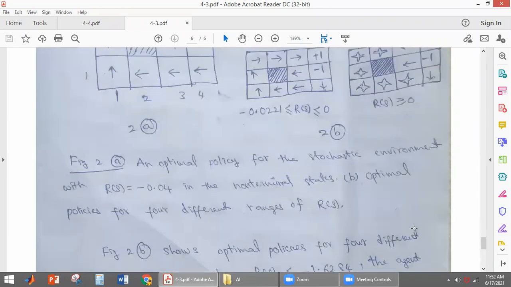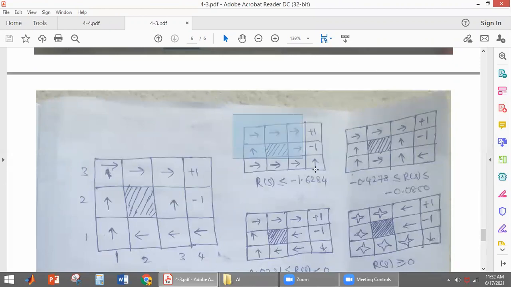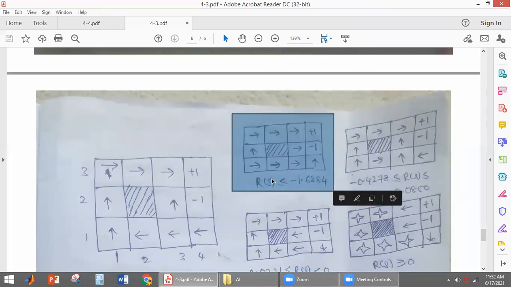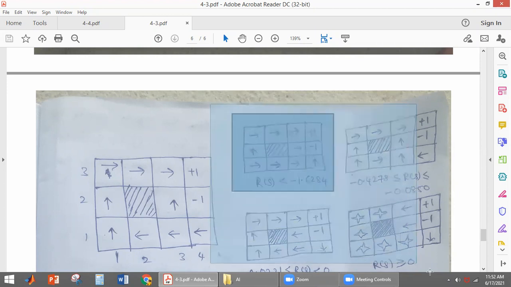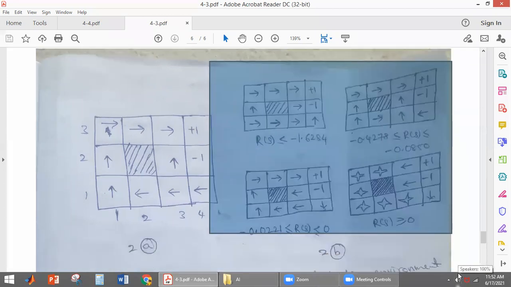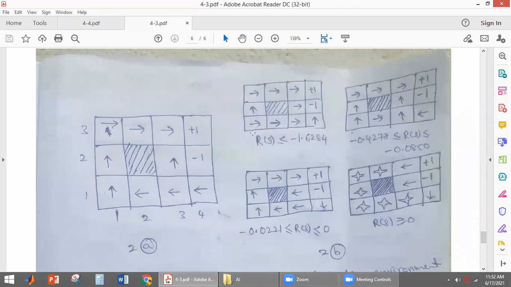So in figure 2b, you see the first figure. This shows the reward R(s) for the case where R(s) is less than or equal to -1.6284. So here this will give you the optimal policy for different values of rewards. If the reward is less than or equal to -1.6284, it means that the agent will always take the shortest path to reach the terminal state. It does not worry about whether it is +1 or -1. It wants to reach the terminal state by the shortest path.